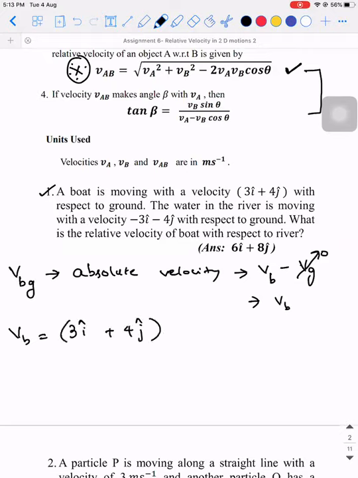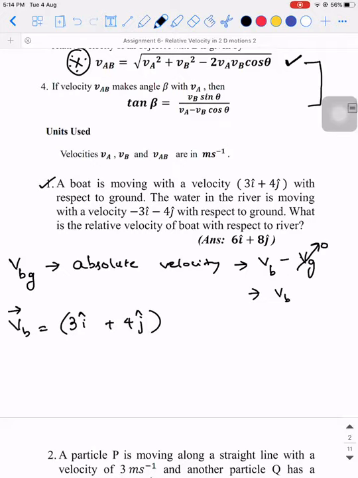So there is a small correction to be done in my notation. Can someone correct it? There is a small correction to be done. Sir, it's the vector symbol, right?